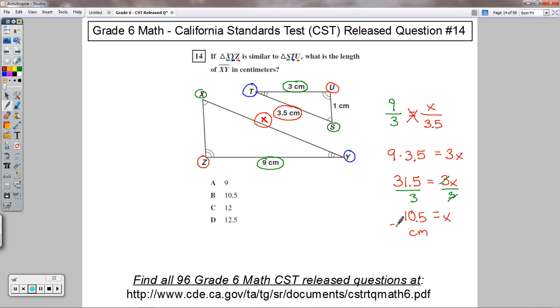And remember, this represents the length of XY. That's what we designated X to equal by labeling it as such in the picture. The 10.5 centimeters, that's choice B. That's your final answer for 14.